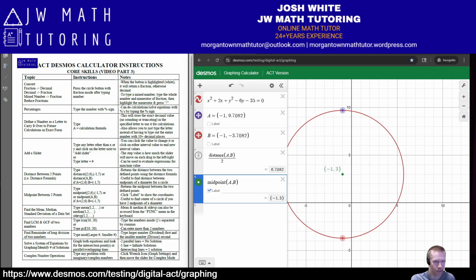I don't have a specific problem on that because that doesn't come up very much in the ACT. It comes up a lot more in the SAT. But just to be aware, that's another instance where you can use those functions.